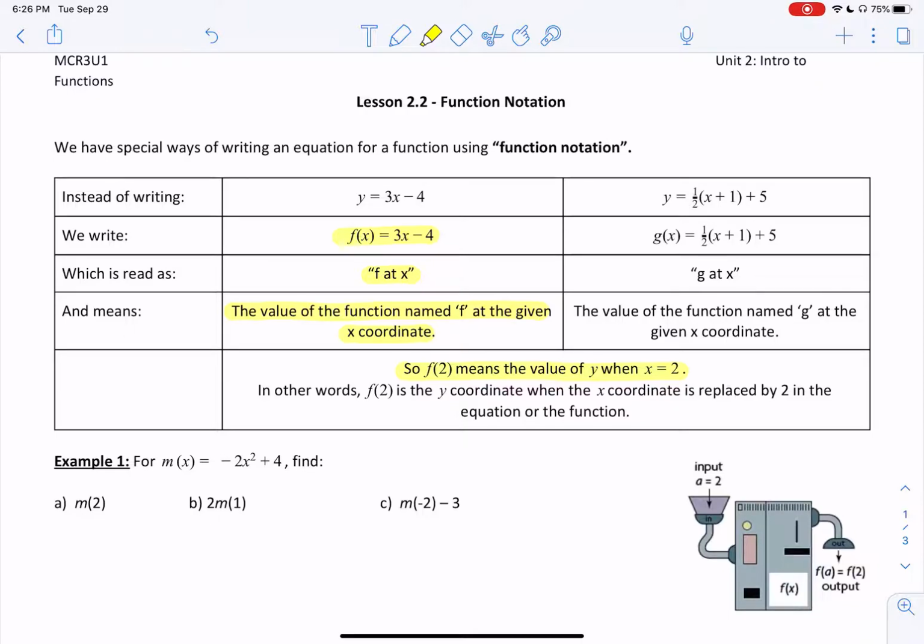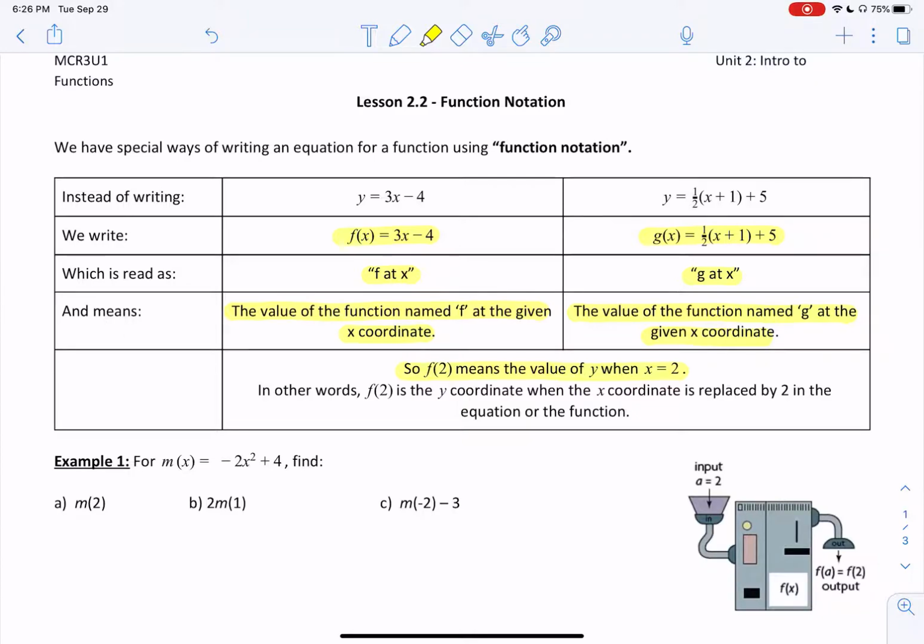Similarly, we could have something like y equals 1/2 x plus 1 plus 5, and we would rewrite that as g at x equals 1/2 x plus 1 plus 5. And we would say g at x. And again, that would be the value of the function named g at the given x coordinate.